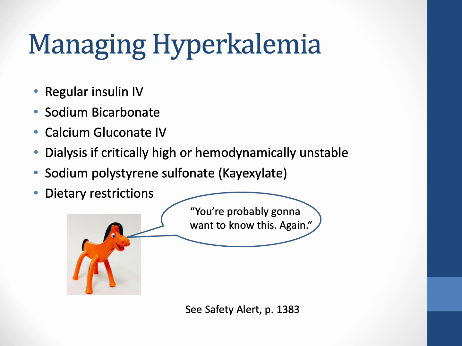Know that regular insulin IV helps move potassium from the bloodstream into the cells, lowering serum potassium levels. Sodium bicarbonate temporarily shifts potassium into the cells by correcting acidosis. Calcium gluconate IV protects the heart by stabilizing the cardiac cell membrane, reducing the risk of arrhythmias. Dialysis is used when hyperkalemia is critically high or the patient is hemodynamically unstable, effectively removing excess potassium.